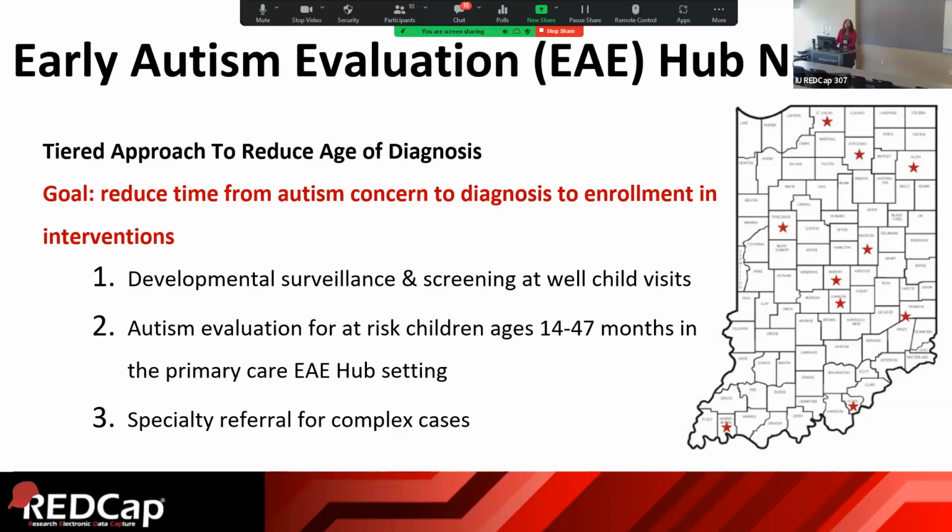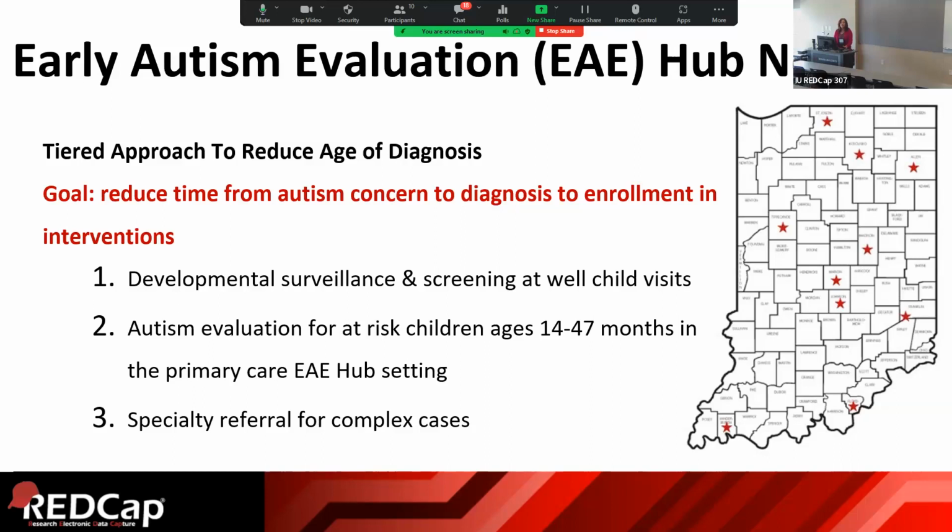So the first tier, we work to improve developmental surveillance and screening at well-child visits at the primary care sites all around our state. Mary and I did a lot of traveling before the pandemic, introducing tools to the doctors and showing them how they could bill with these developmental screening tools. And of course, where do they refer children at risk for autism? The second tier is what I'll focus on today.